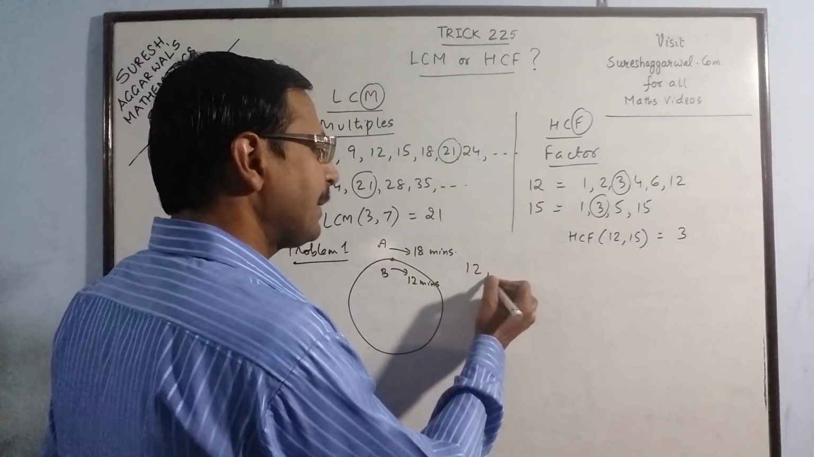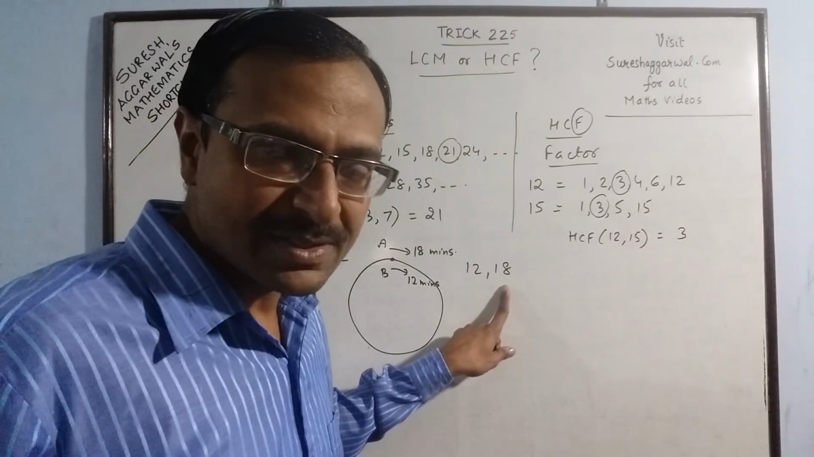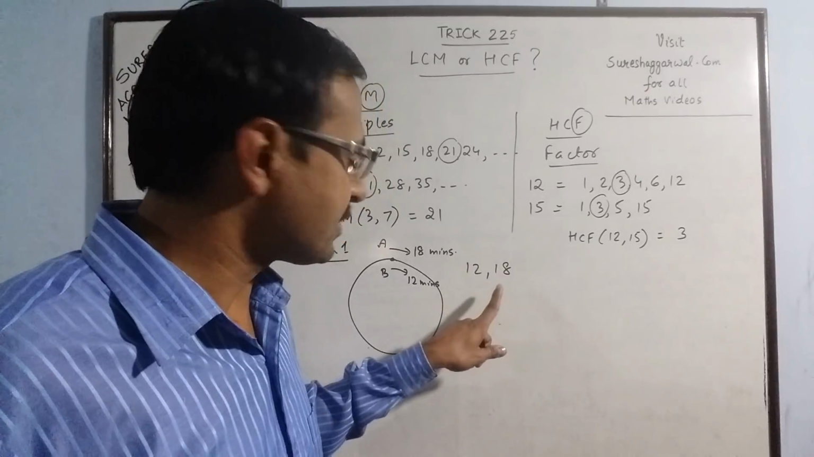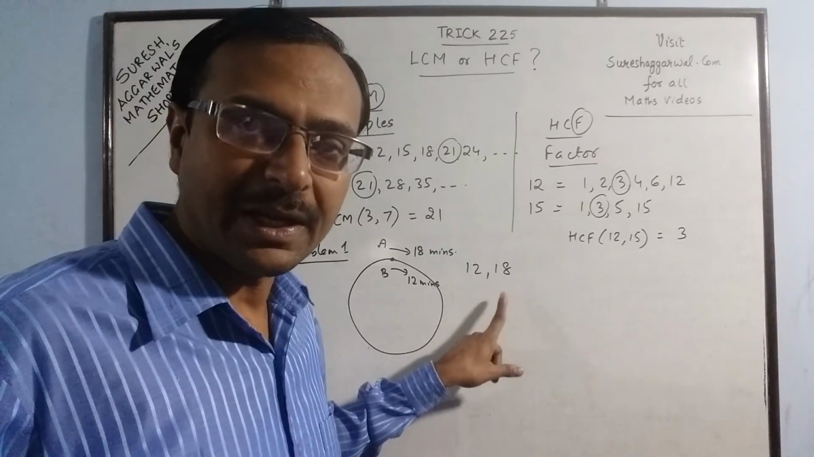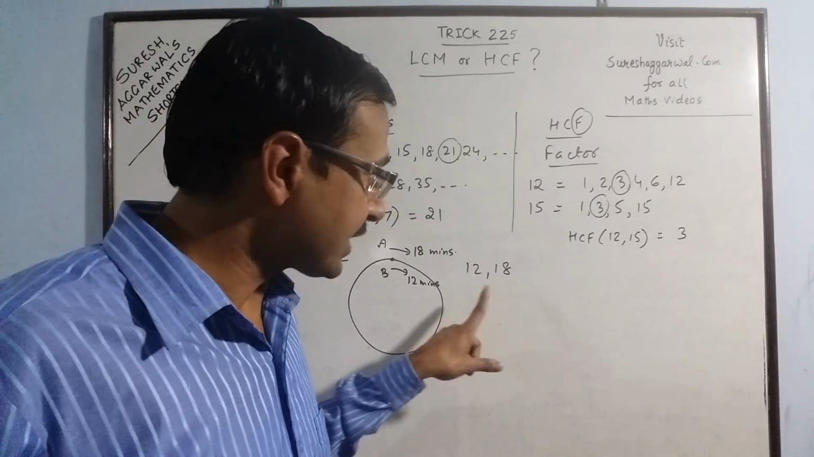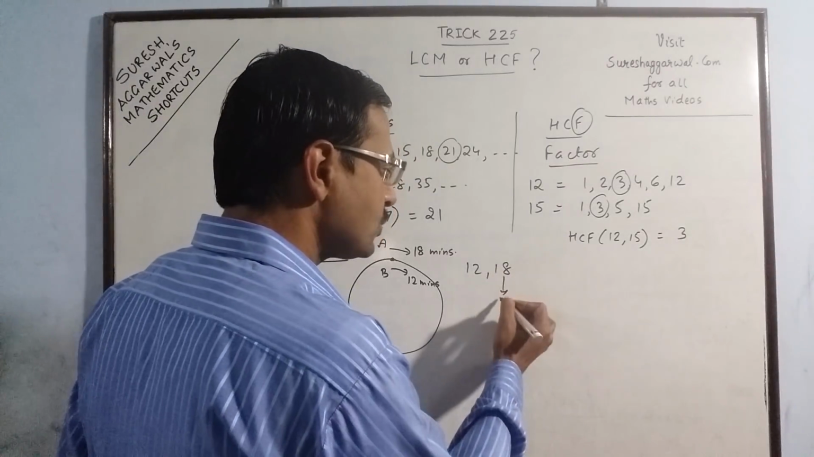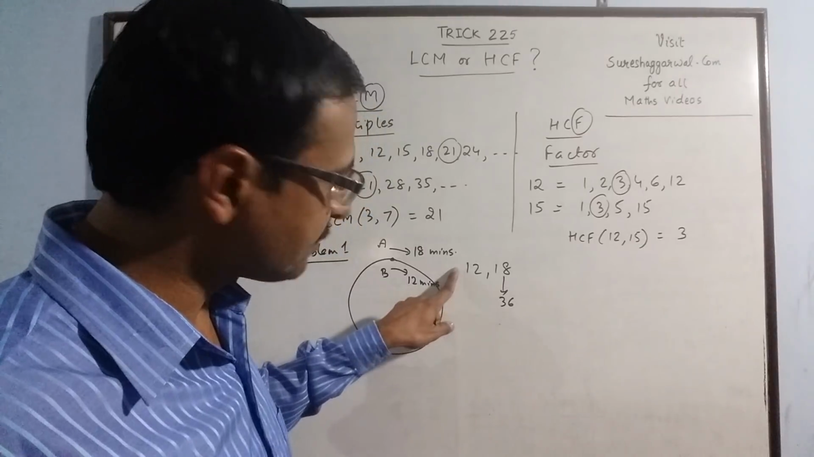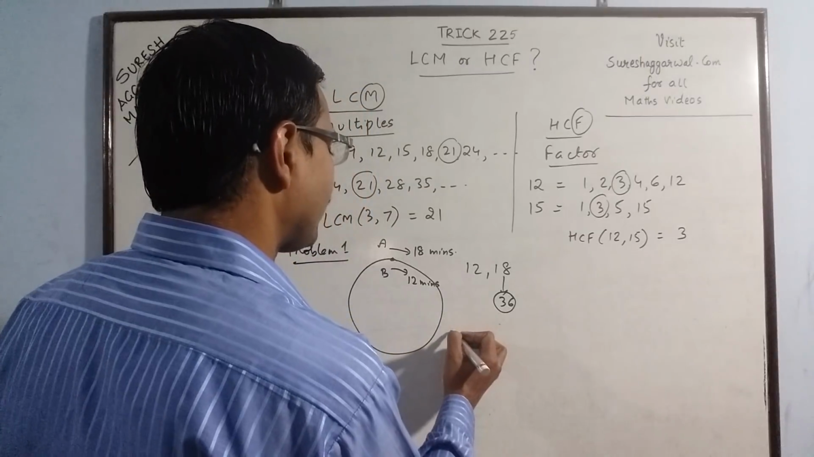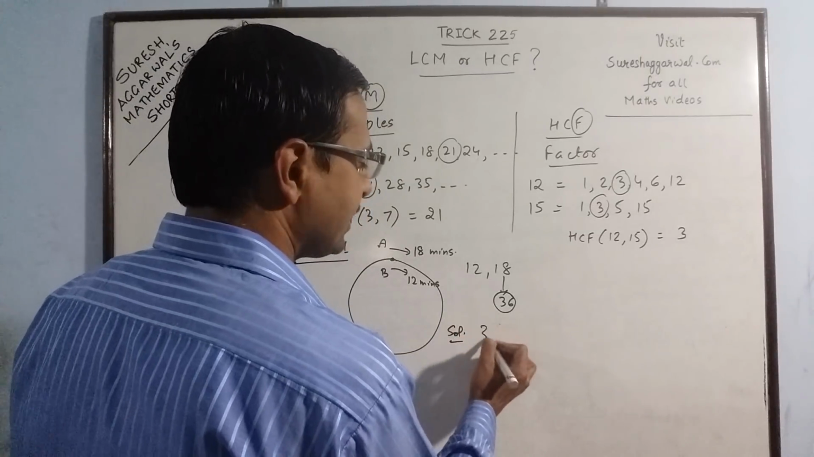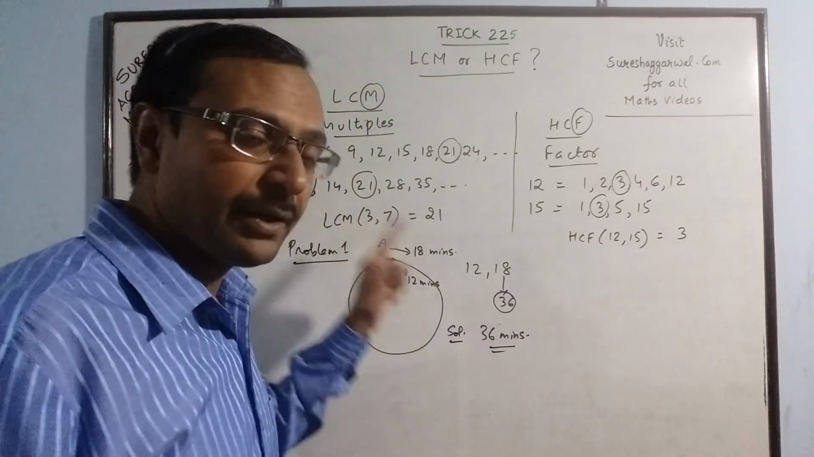So 12 and 18, if you want to find the LCM, see, the larger number is 18. I have discussed some shortcuts to find the LCM, and this is the simplest method to solve the problem of LCM. Now 12 and 18, 18 is the larger number, but 18 is not exactly divisible by 12. So just take multiples of 18. 18, 36. Now check, 36 is divisible by 12 or not. Yes. So the answer is 36. So after 36 minutes these two persons will be at the starting point again.